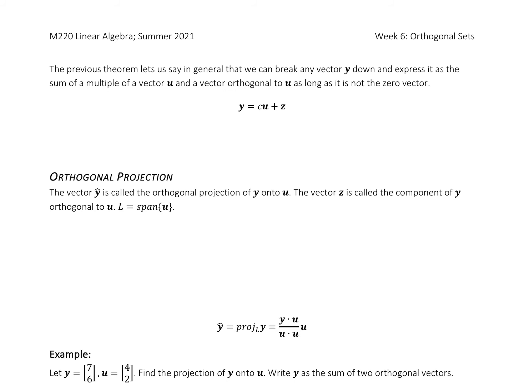So here's where we get a little funky. We get a little out there. But this is also an idea that comes up in Calc 3, this idea of vector projections, or an orthogonal projection. So the last theorem lets us break y down and express it as a multiple of all the vectors that make up our vector space, or our orthogonal set. It allows us to think about expressing any vector as a multiple of some other vector and a vector perpendicular to it, right?